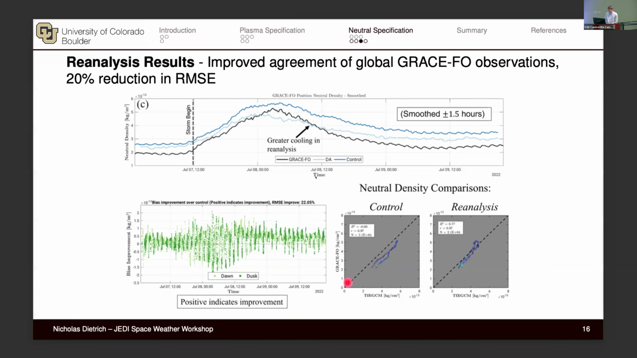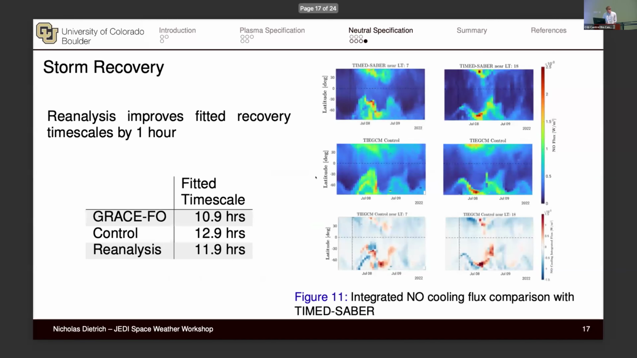And then here again, this is just a comparison of GRACE follow-on with our reanalysis and control, and you can see much better agreement in our reanalysis. Kind of last note on this is because we get the most effective assimilation during this cooling response, we looked into what's happening in observations for cooling. Really the thinking behind this is that it's very much an internally driven process where NO cooling is very dominant, emitting infrared wavelengths at more like 120, 130 kilometers altitude.